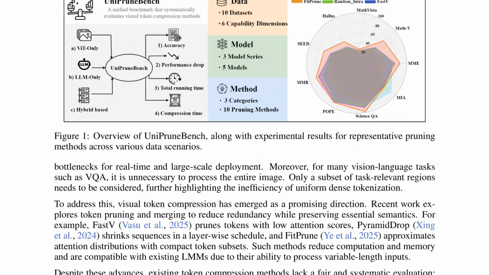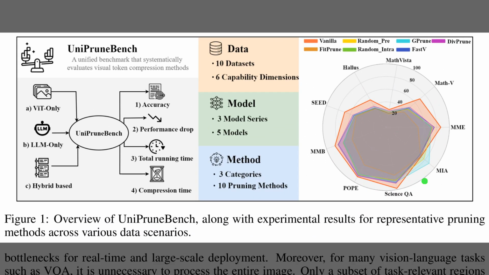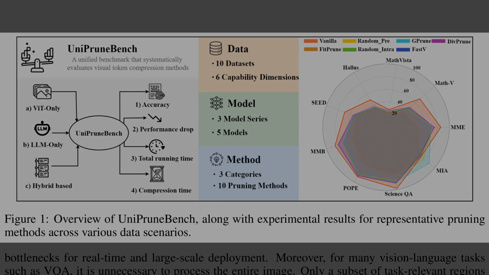Alright. Figure 1 summarizes the whole setup, and the headline results in one view. Visual token compression means removing or merging image patches so the language model processes fewer tokens, which speeds inference while trying to keep accuracy. The left workflow outlines method categories and the reported metrics, including accuracy, performance drop, total running time, and compression time. The right radar chart compares pruning strategies, and random pruning and DivPrune stay remarkably close to the uncompressed baseline across many datasets.